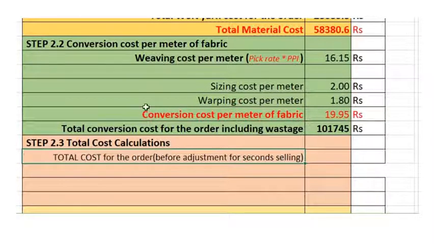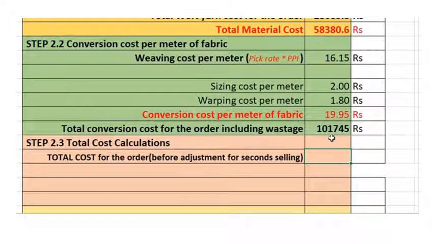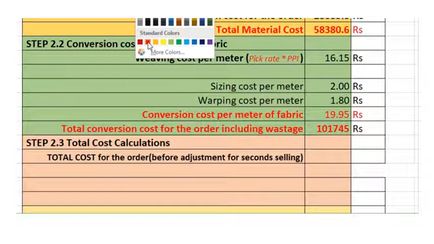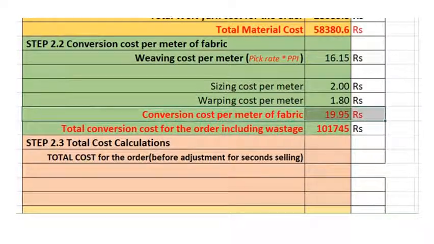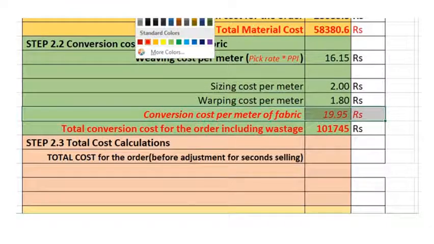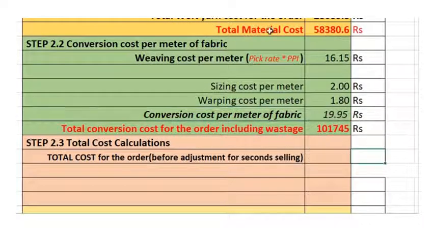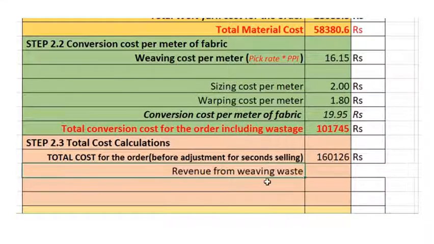So we have the total cost for the order before adjustments. Before adjustment for the second selling, it is the total material cost, and let us highlight this because this is the important cost. So the total material cost 58,380 and the conversion cost 1 lakh 1,745. It is the sum of these two: 1,60,126.